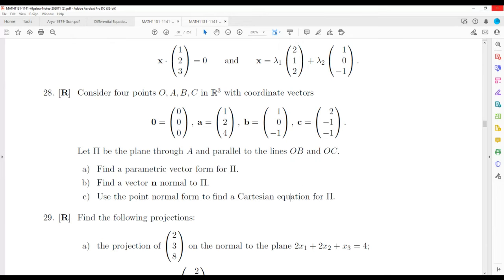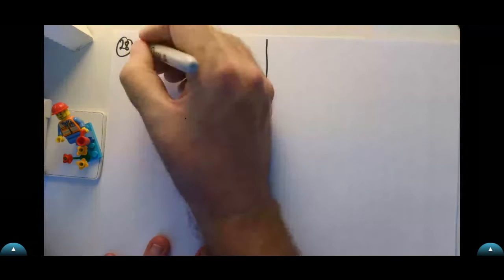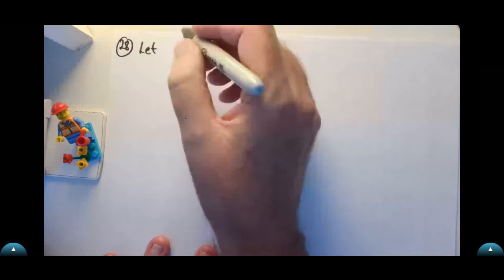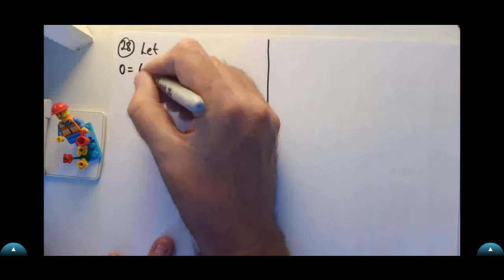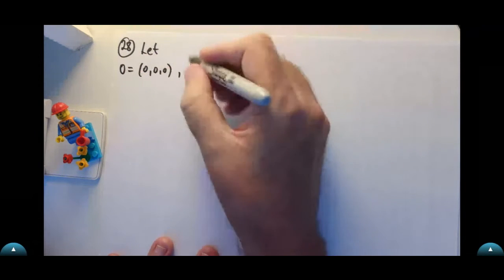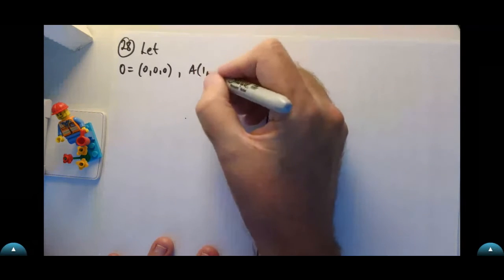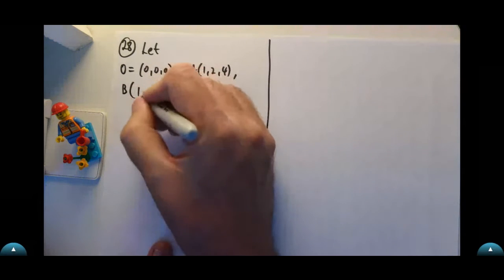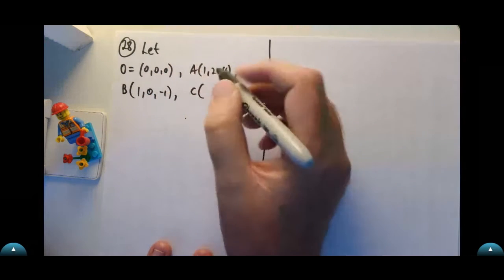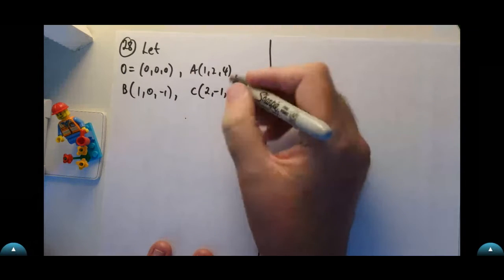So let me go back to my dock camera and we can make some notes. All right, so this is 28. Okay, so let's introduce our 4 points. O is just going to be the origin. A is going to be this. B is going to be this. And C is going to be that.